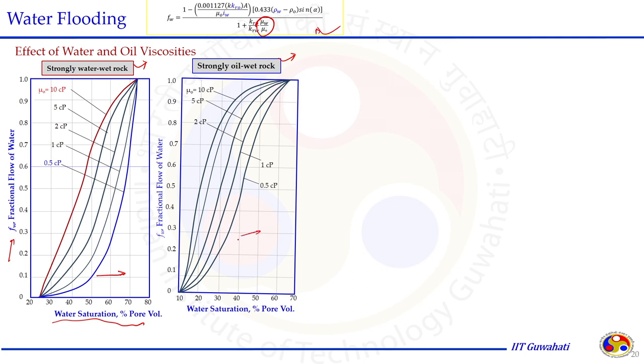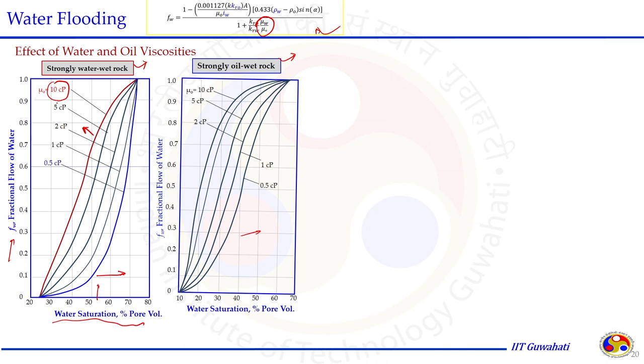And when we are varying the viscosity of the oil, if the more viscous oil is there, the water front will move towards the production well or achieve the value 1 at very low water saturation. So the water saturation is not high, still the water is having more preference, or the fractional flow of the water is more compared to the oil.